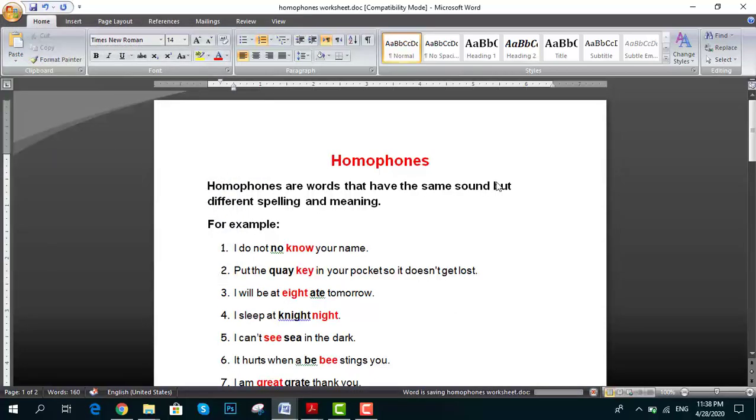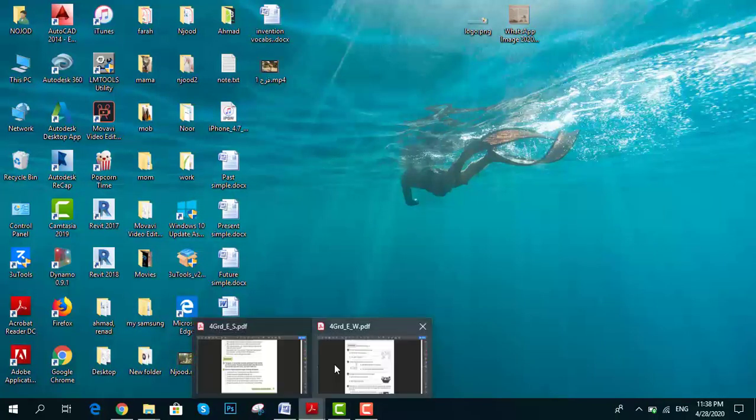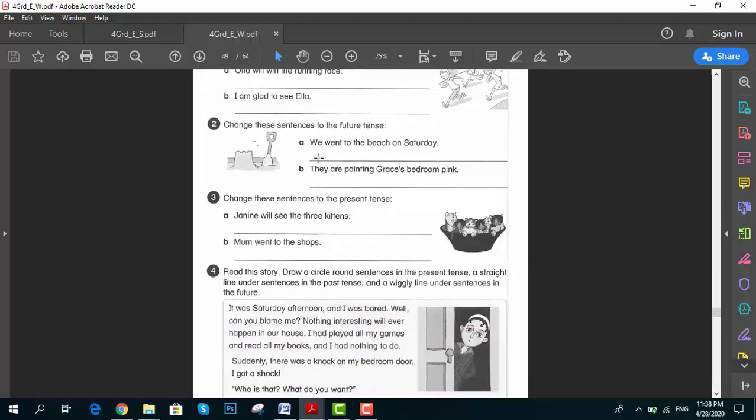Okay, these are the homophones worksheet. Again, let's save it. I'm going to send all of the worksheets for you. If you have any question, please send me. So going to the workbook, I just need you to focus on one thing here. If I say change this sentence into the past, pay attention. Will win becomes Orla won. I'm glad to see Ella becomes I was glad. So change it into the past, the same into the future, the same into the present. They are done in your workbook.